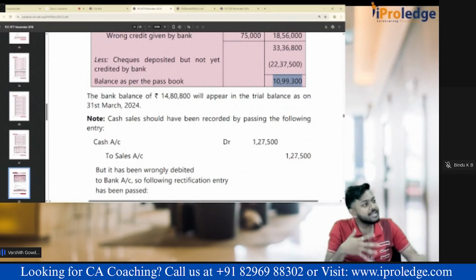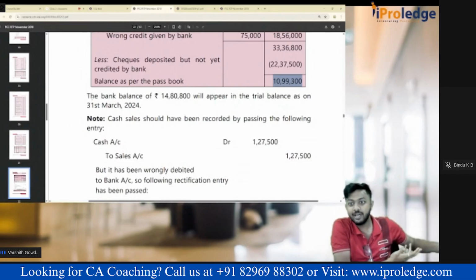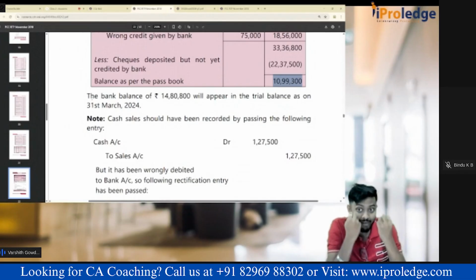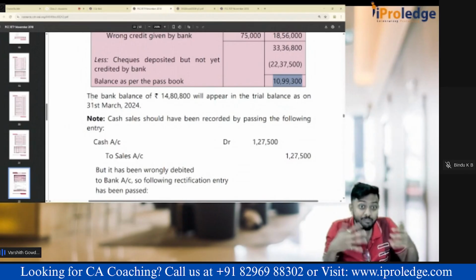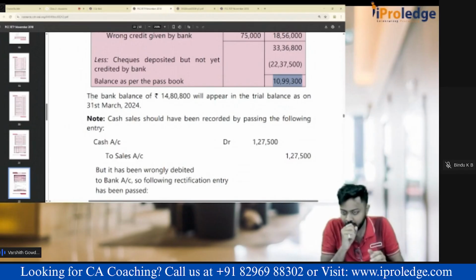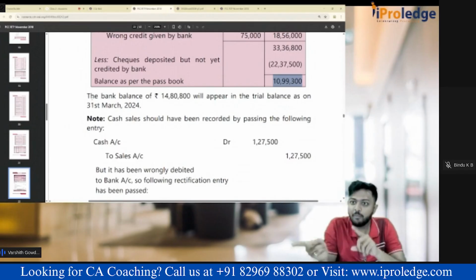There are certain differences which are in my hand, which I can rectify as part of rectification of errors. Only the differences which are not in my hand, that I will show in BRS. Any other errors which I can rectify on my side, I will rectify. That will not come to BRS. This is all the logic.